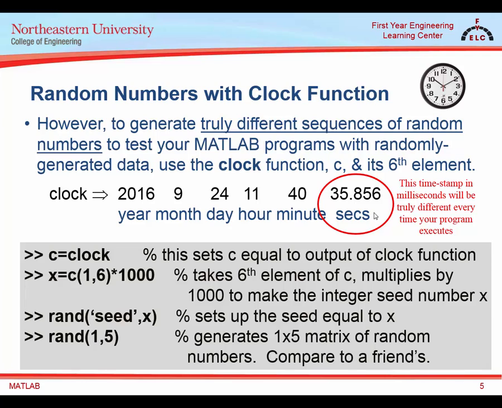So let's use that number to our benefit to make it a very unique seed number, so that anytime we generate data using the rand command, we generate a new seed number that's truly random based on the time that we executed the program. For this example, we're going to execute the clock function and generate a matrix C with 6 values in it, depending on what time you hit enter or executed that script file. Then we're going to take the 6th element out of that matrix, which is in seconds, multiply it by 1,000 to make it a whole number, set it equal to x, and use that in the command where we set the seed. Then we're going to generate some random numbers.